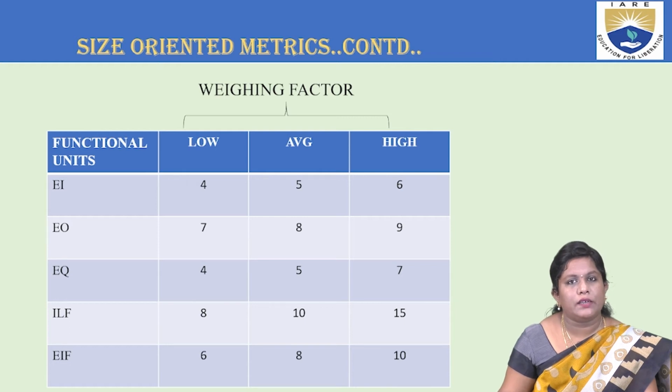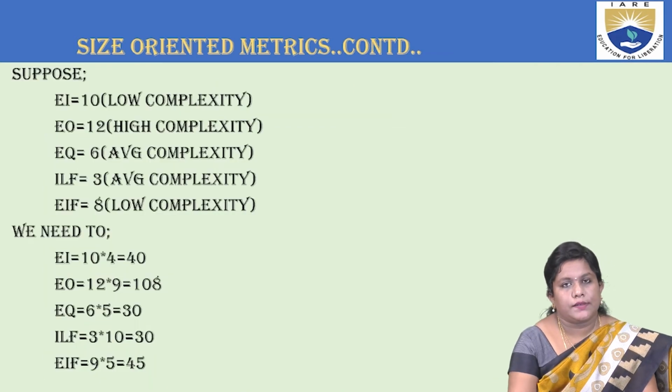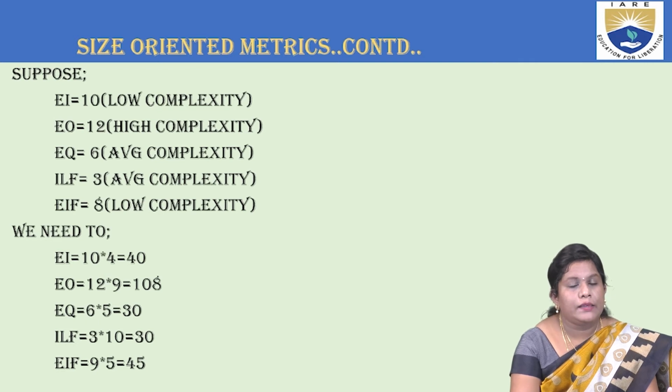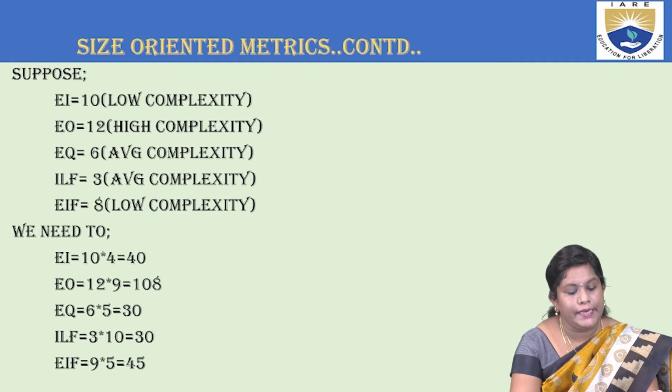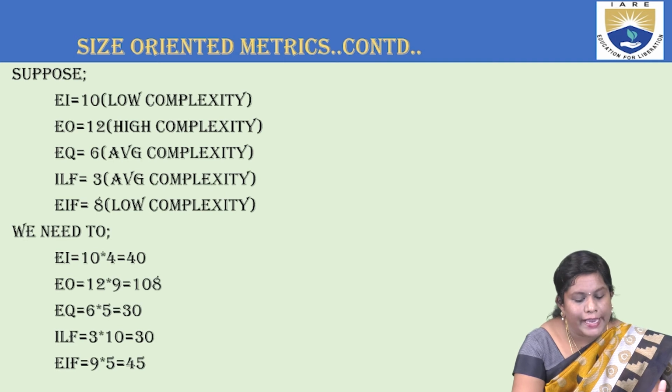So moving forward to see the calculation of it, suppose, as I told you, these are the parameters that can be specified by the user. It is not predefined. I just have to take 10 of low complexity, 12 of high complexity. It is not like that. It is based upon the assumptions or the things that can be done by a developing team. So here I have just supposed EI to be 10 of low complexity, EO to be 12 of high complexity, right? And EQ to be 6 of average complexity, ILF to be 3 of average complexity, and EIF to be 8 of low complexity.